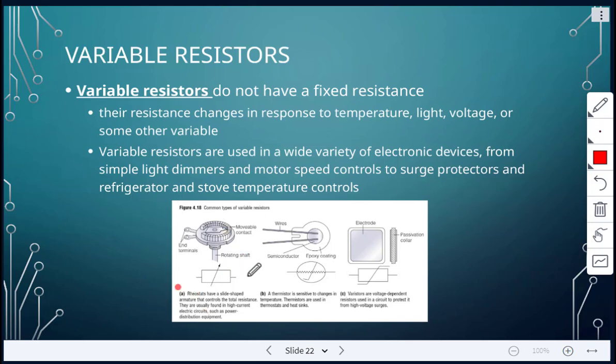This is a rheostat. They're usually found in high current electric circuits, like power distribution equipment. This is a thermistor. It's sensitive to changes in temperature, so you'll find these in thermostats. This one is varistors. These are voltage dependent resistors. They're usually used in a circuit to protect it from high voltage surges.